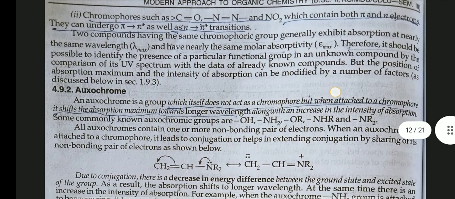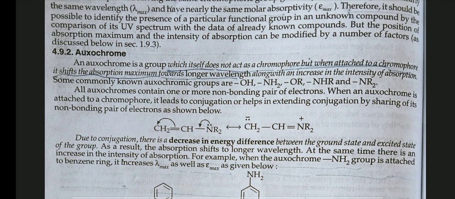Auxochrome. An auxochrome is a group which itself does not act as a chromophore, but when attached to a chromophore, it shifts the absorption maximum towards longer wavelength, along with an increase in the intensity of absorption. Some commonly known auxochromic groups are OH, NH2, OR, NHR, NR2. All auxochromes contain one or more non-bonding pairs of electrons. Due to conjugation, there is a decrease in the energy difference between the ground state and excited state of the group. As a result, the absorption shifts to longer wavelength. At the same time, there is an increase in the intensity of absorption.